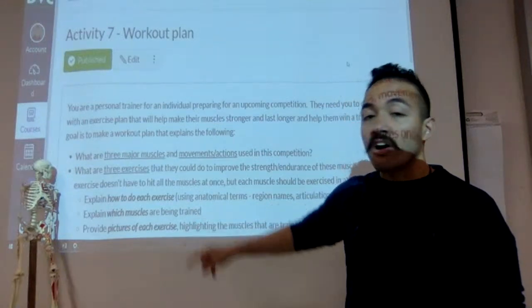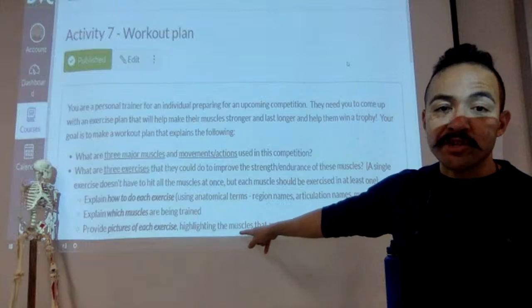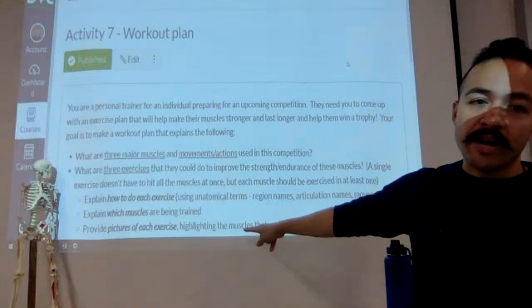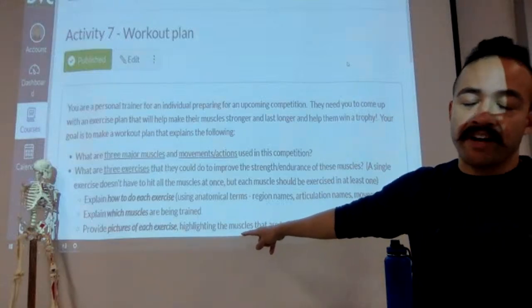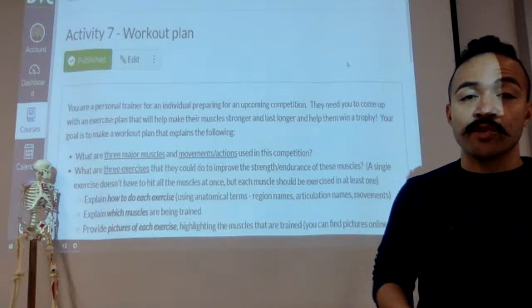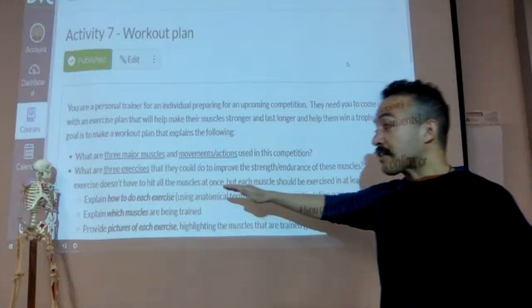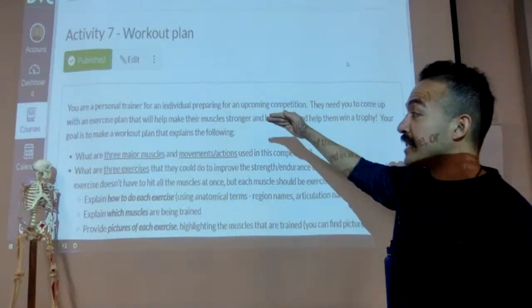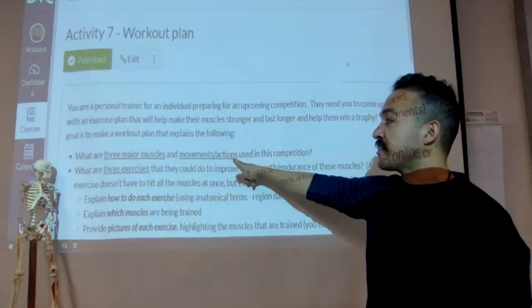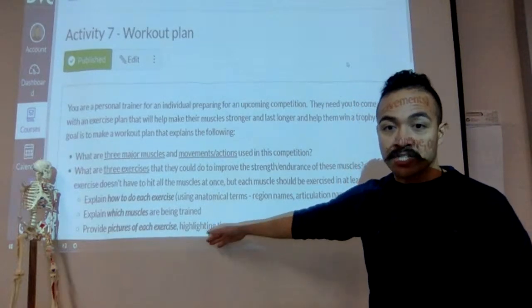Explain which muscles are being trained. And provide pictures or make your own drawings. It's fine if you copy pictures from other websites. Or make a drawing demonstrating how to do that exercise. So that's what I'm looking for. In your plan, you're explaining the muscles that you're working, what they do, what exercise you're doing, and how to do them with pictures.